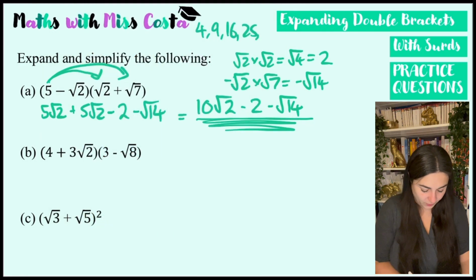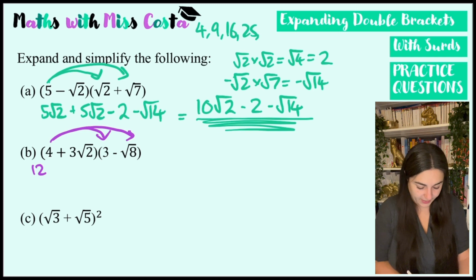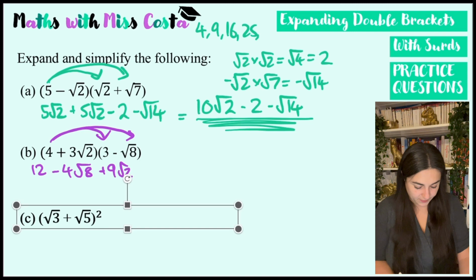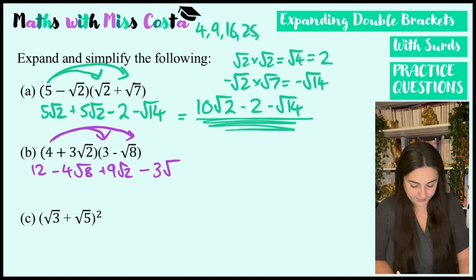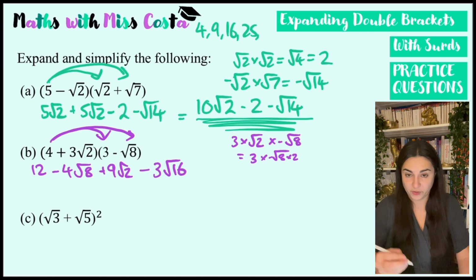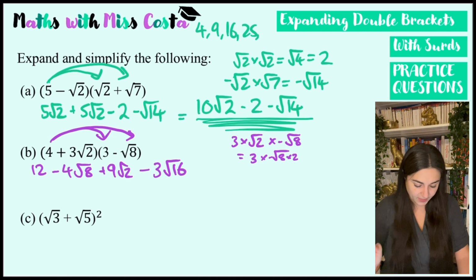Okay, next we've got 4 times 3 is 12. 4 times negative root 8 is negative 4 root 8. Then we'd have plus 9 root 2. Then we'd have take 3 root 16. So you can write it out, so 3 times root 2 times by negative root 8 is going to be 3 times 8 times 2 and so forth. You can write it out and break it down like that.